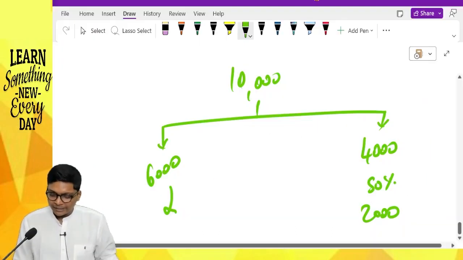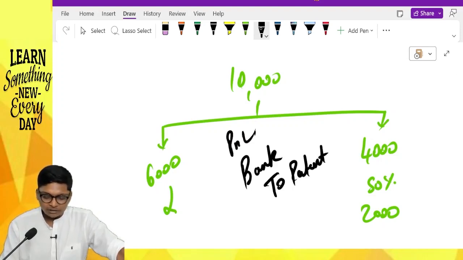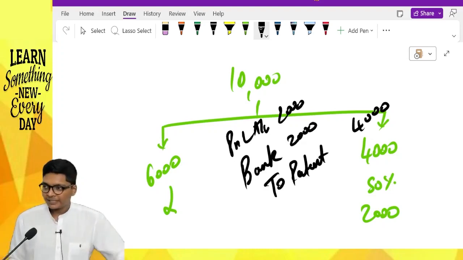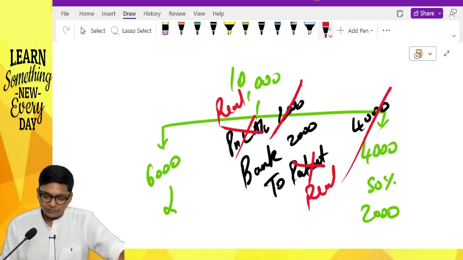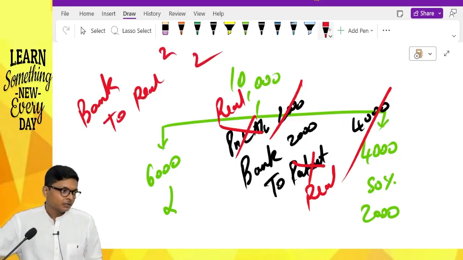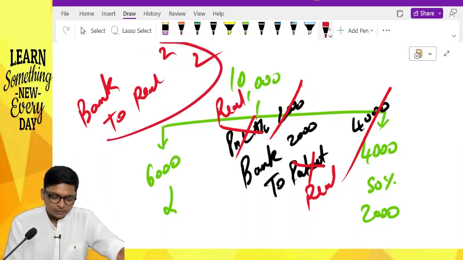Patents 50%. So the entry will be, normal entry is bank account debit, to patent, P&L loss, correct? 2,000, 2,000, 4,000. This is the normal entry. But instead of patent, what will I write? Instead of P&L, what will I write? So realization knocks it off. My entry will be bank to realization 2,000. Logic entry. Not every entry should be done mechanically in the cancellation mindset. Clear? So pass this entry, guys.